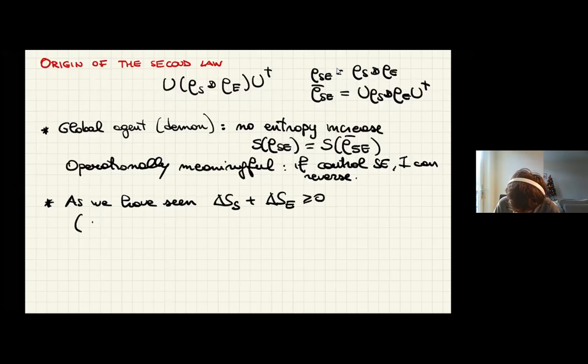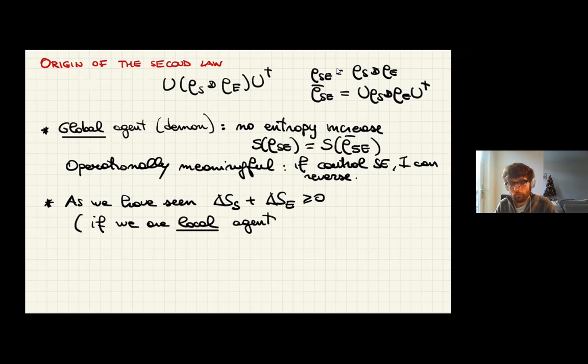Well, it means if we are local observers, so this was a global observer, able to control everything about S and E, including all of the correlations that get created. But if we are a local observer or agent, meaning that everything that we control is only on the system or only on the environment, we don't control system-environment correlations and how they get created and so on, then we see entropy increase.